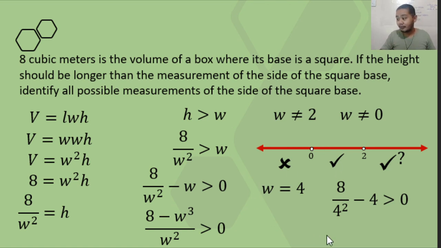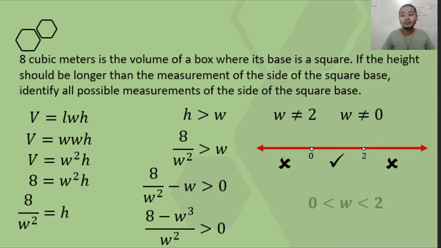So again, simplify muna natin ito. This is 8 over 4 squared, di ba? So that is 8 over 16, which is 1/2. 1/2 minus 4. We don't need to identify anong value nun. Bakit? Kasi we already know that the answer will be negative. So, is a negative number greater than 0? No. So, in that case, hindi pwede yung mga numbers na greater than 2. So, ano yung magiging final answer natin? So, our final answer or yung mga possible measurements ng side ng square base, that would be from 0 hanggang 2 lang siya.